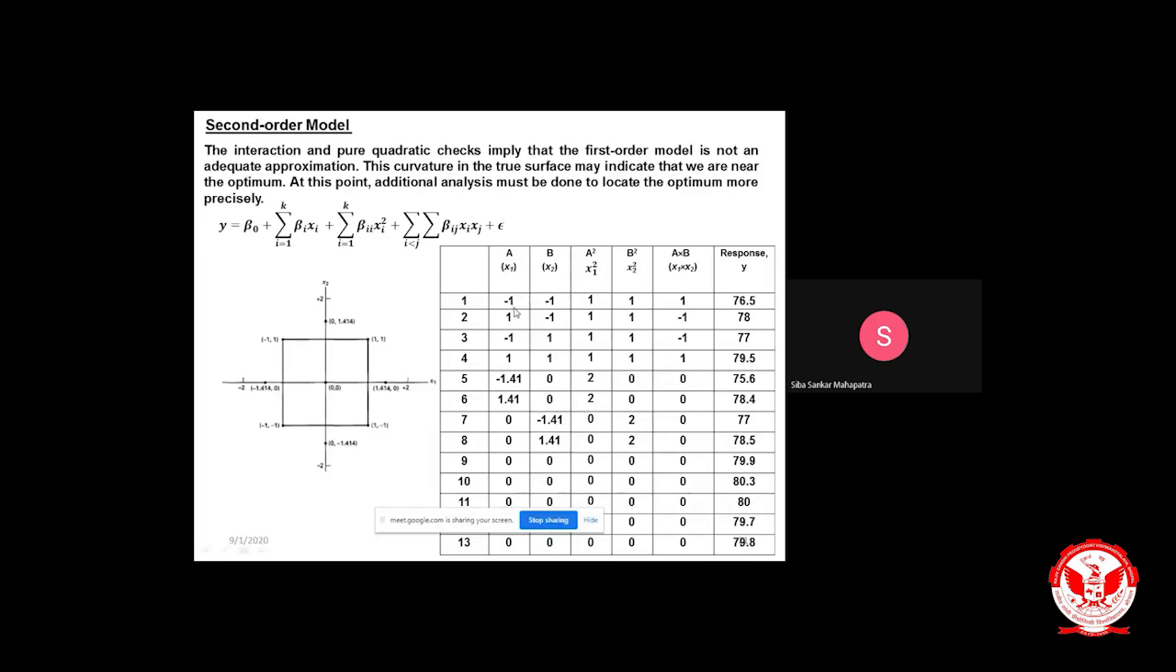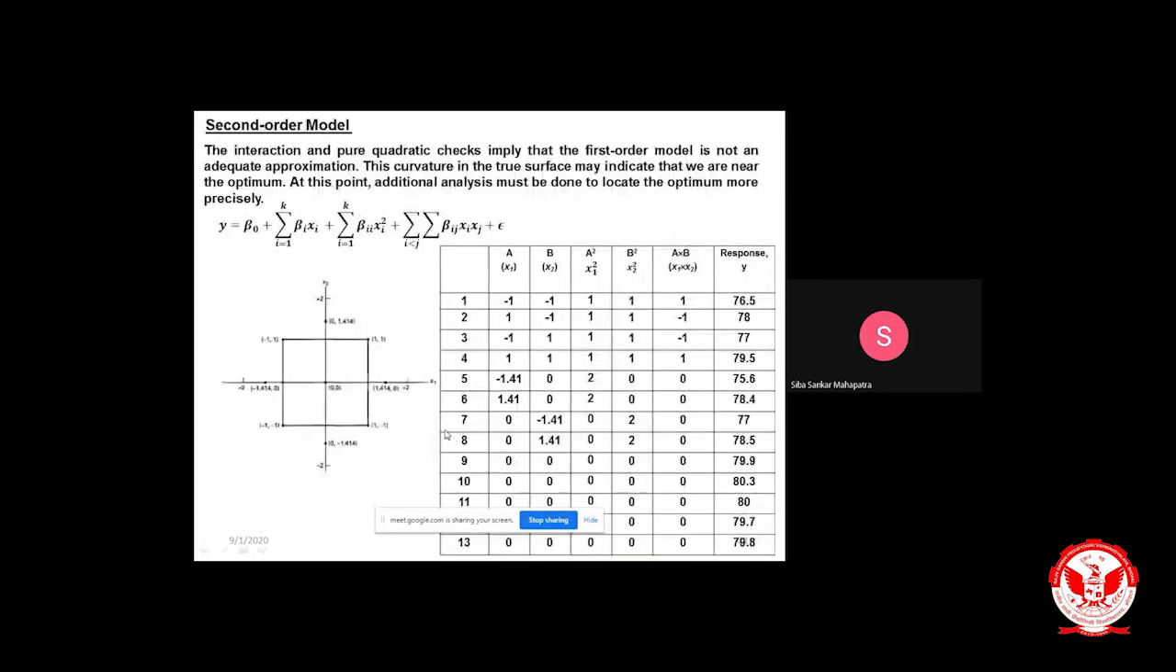So the first four are the factorial points, the corners of this rectangle or square. Then four axial points, and then five center points, that is the current operating conditions. Then we conducted the experiments. So there are 13 experiments we have conducted, and the response has been noted down.